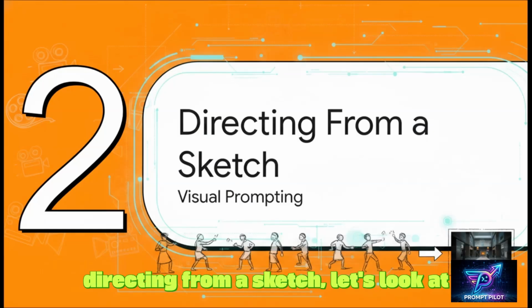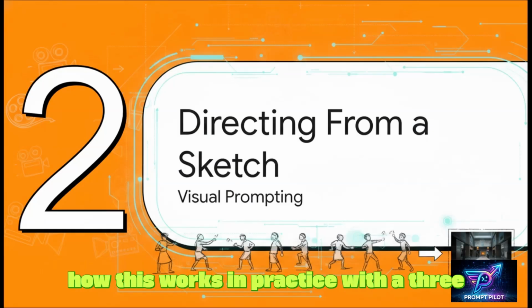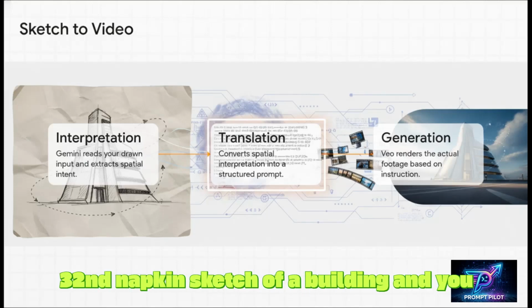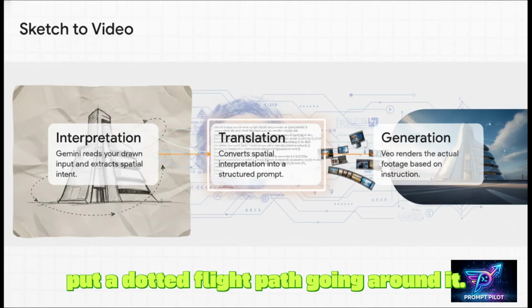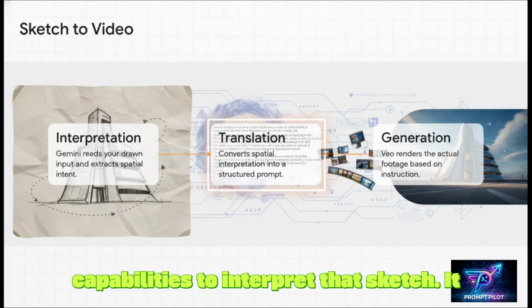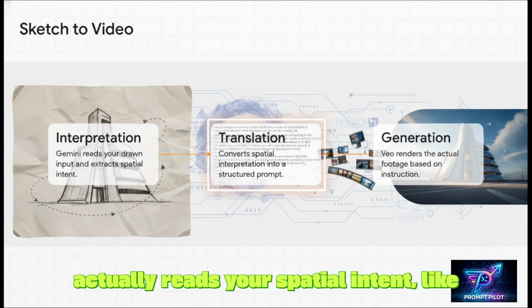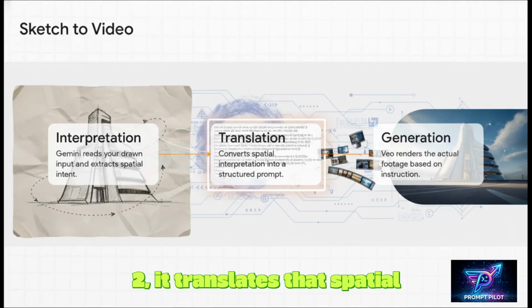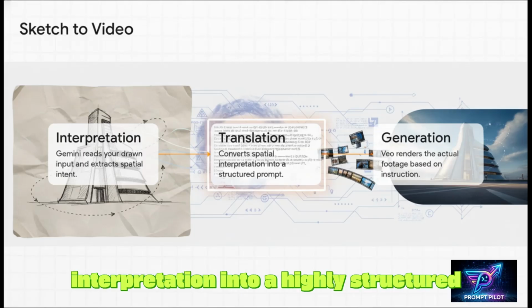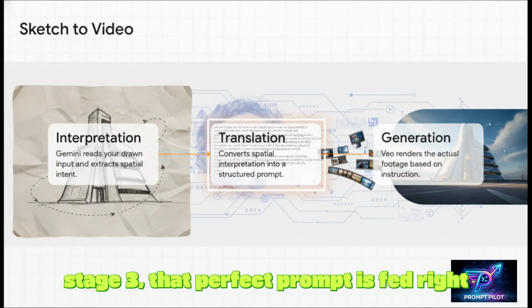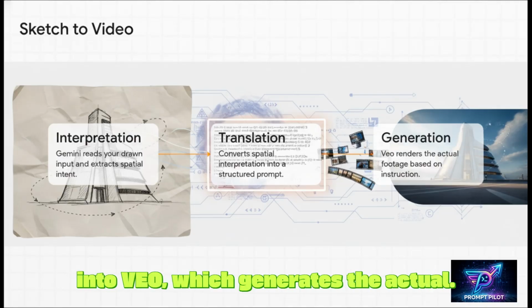Moving on to Section 2, Directing from a Sketch. Let's look at how this works in practice with a 3-stage pipeline. Say you literally draw a 30-second napkin sketch of a building, and you put a dotted flight path going around it. In Stage 1, Gemini Omni uses its vision capabilities to interpret that sketch. It actually reads your spatial intent, like where the camera starts, its altitude, the direction it's moving. Then, in Stage 2, it translates that spatial interpretation into a highly structured, cinematic text prompt. And finally, in Stage 3, that perfect prompt is fed right into Veo, which generates the actual footage.